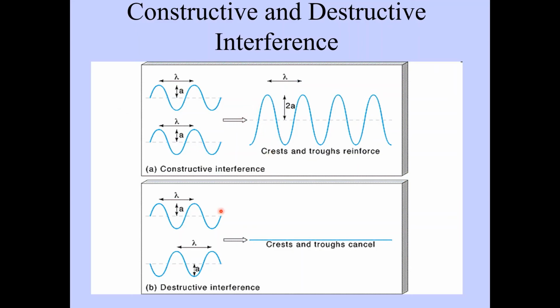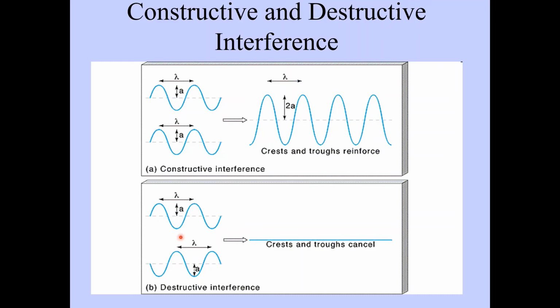Now look what happens in this case. What if the two waves are out of phase? In other words, this crest aligns with this trough and vice versa. The trough up here aligns with the crest here. So when we add these two together, remember that crests are positive if we think of the amplitude being above this dotted line here, whereas down here the trough is a negative value.